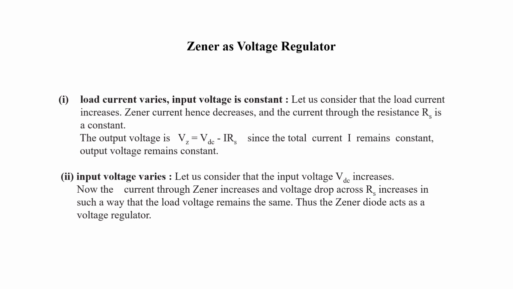Second one is input voltage varies. Let us consider that input voltage VDC increases. Now the current through Zener increases and voltage drop across RS increases in such a way that the load voltage remains the same. Thus, the Zener diode acts as a voltage regulator.